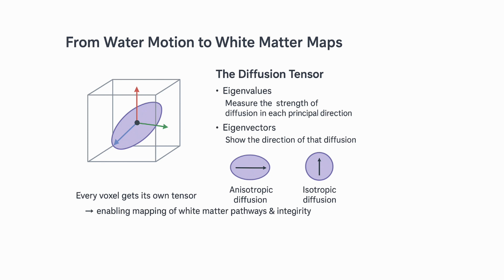Now, this diagram shows the diffusion tensor as a 3D ellipsoid. The shape and the orientation of the ellipsoid reflect how water molecules move within a voxel. They are elongated when diffusion is greater in one direction and more spherical when diffusion is equal in all directions. The 3 principal axes, the X, Y, and the Z axes, represent the eigenvectors, and their lengths correspond to the eigenvalues.